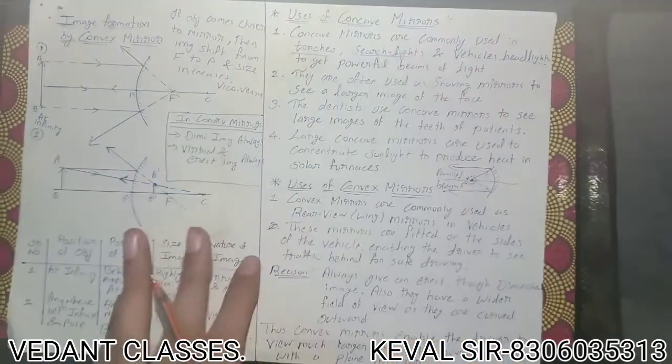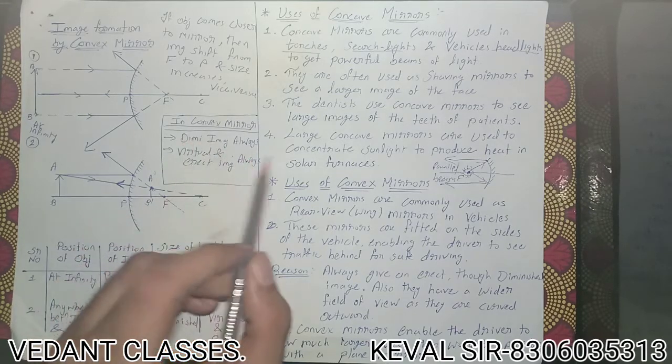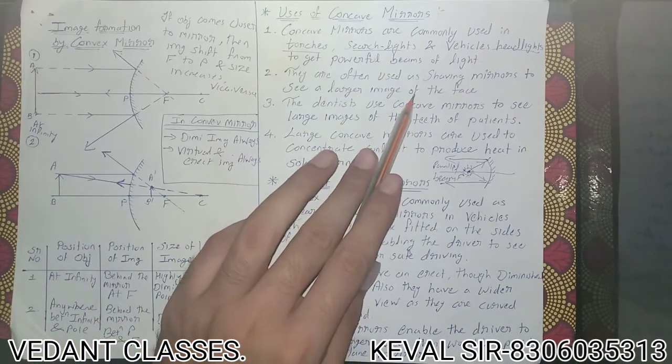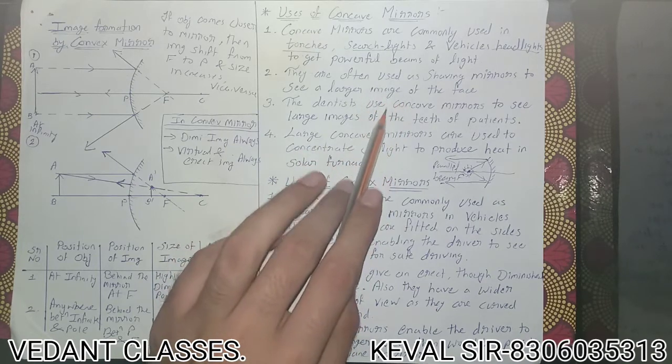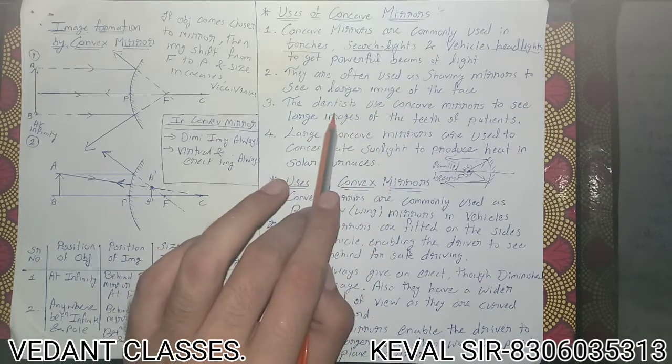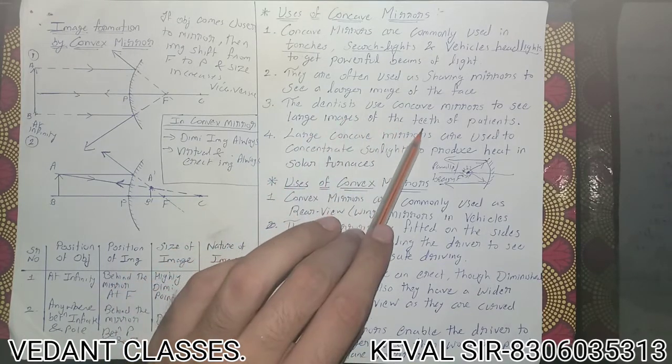Now you can see in the case of convex mirror, they always give the diminished image. And in the case of concave mirror, it used to give the enlarged image. So to see the enlarged image, it is used in shaving mirrors. Similarly, it is used by the dentist to see the larger image of the teeth of patients.